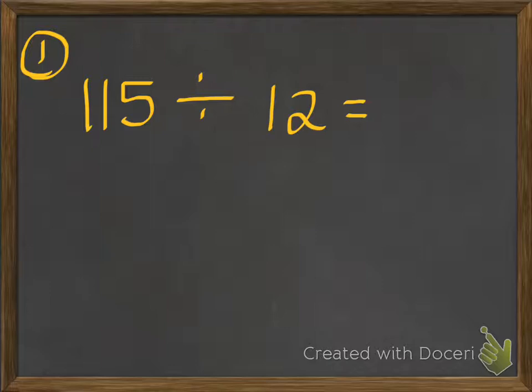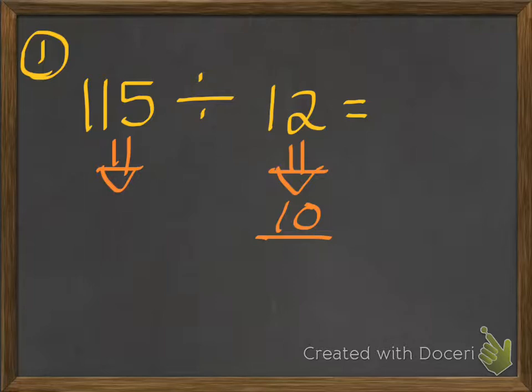115 divided by 12. So first, let's estimate the divisor. 12 is really close to 10. And then I have 115, so I'm going to find a number that is a multiple of 10. Well, that's pretty close to 120. It's closer to 120 than it is to 110. Well, sorta. So I could either choose 110 or 120. I'm going to go ahead and stick with 120 this time.